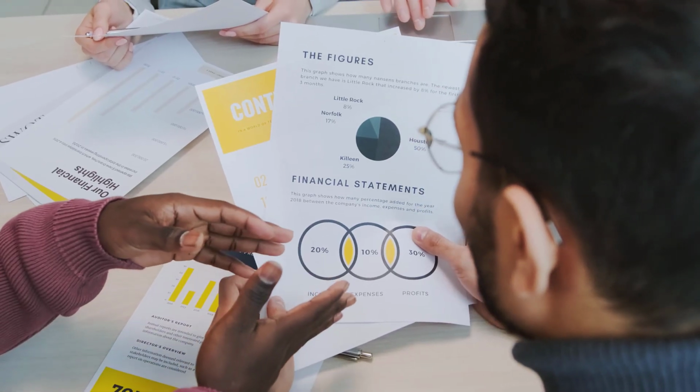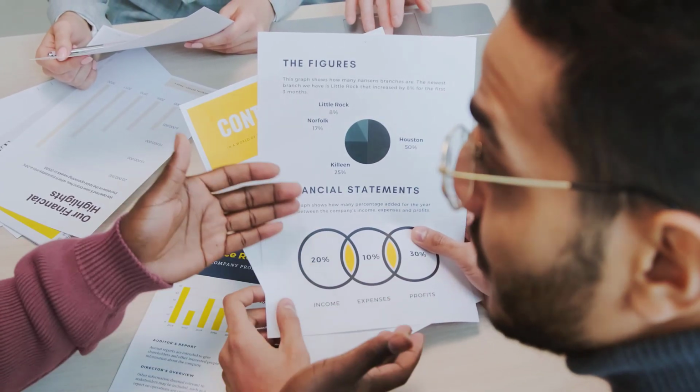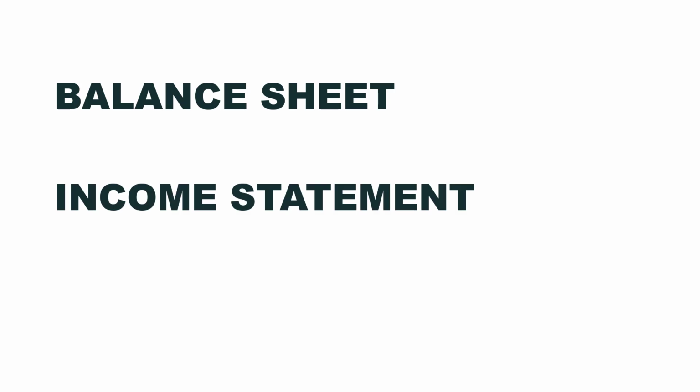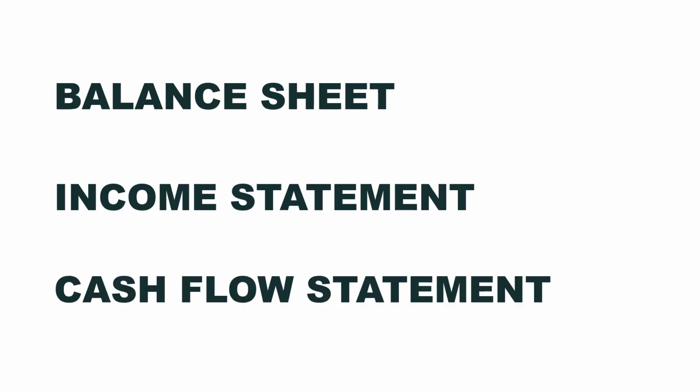Today, we're going to briefly introduce three core financial statements that every publicly traded business uses: the balance sheet, the income statement, and the cash flow statement. Understanding these statements is crucial for analyzing a company's financial health and making informed investment decisions.